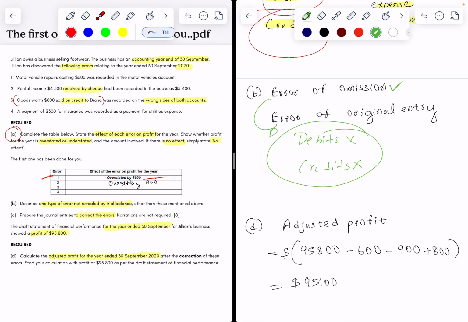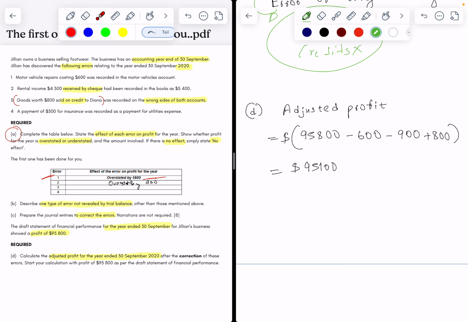All right, so we're just simply calculating. I am skipping the formalities of preparing an extract of the statement of financial performance. So what we'll do to find the adjusted profit is to first start with the draft profit of $95,800. All right, that is given to us. Now, when it comes to finding the adjusted profit, obviously we want it post correction. That means after the correction has been done.